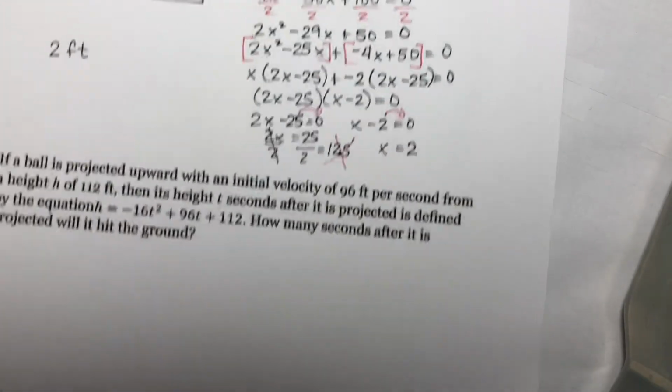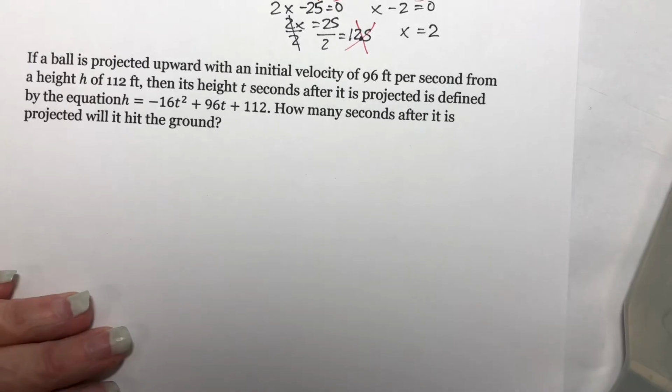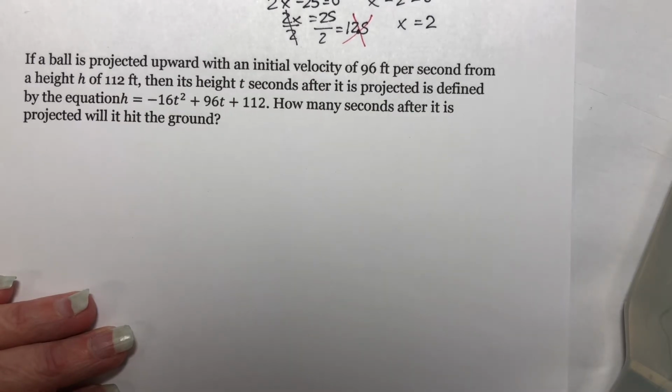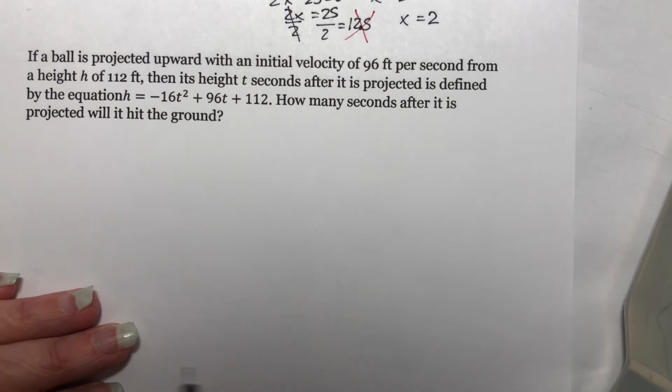Okay, so let's try this one. We worked a problem like this in the past as well. If a ball is projected upward with an initial velocity of 96 feet per second from a height h of 112 feet, then its height t seconds after it is propelled is defined by the equation h is equal to negative 16t squared plus 96t plus 112. How many seconds after it is projected will it hit the ground?